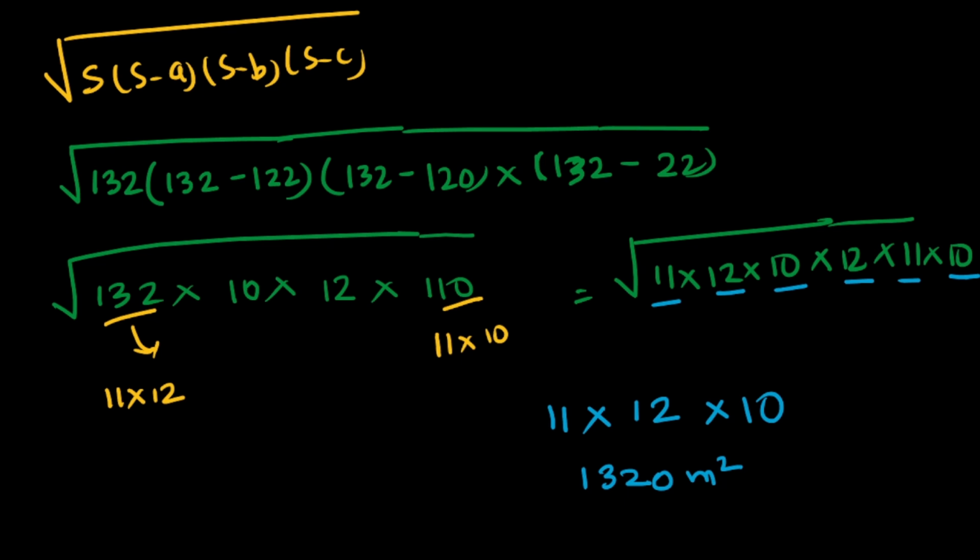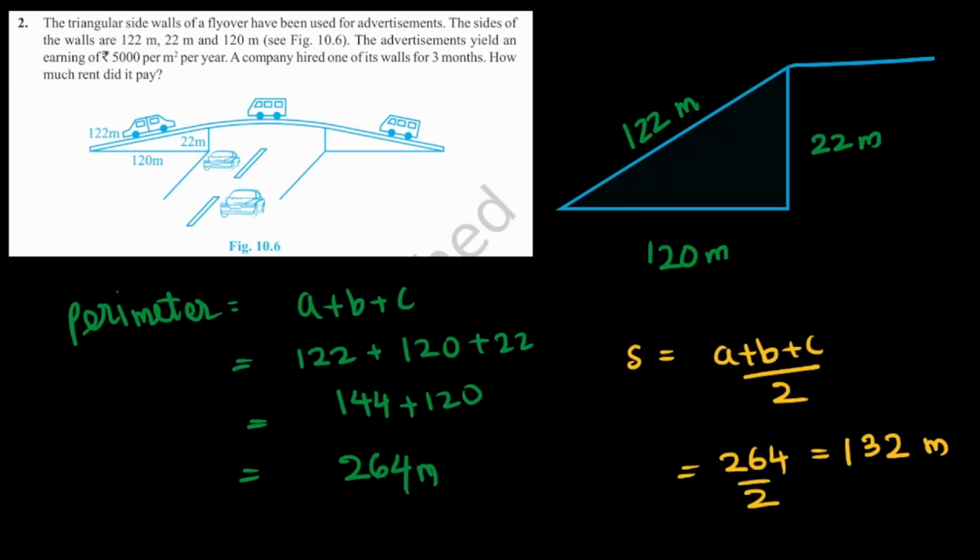Now the question is not over. In the question, what they have told us to ask, they have to do the advertisement. For that they have to spend money, and that they have given as 5000 rupees per meter square per year, right? Now the company has hired one of the walls for 3 months. So how much rent did they pay? Right, that is the question.